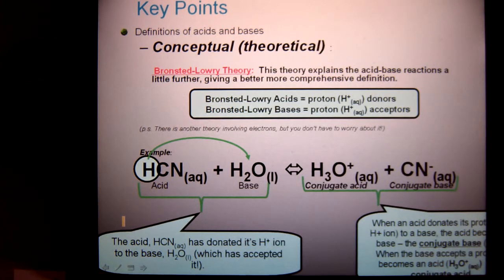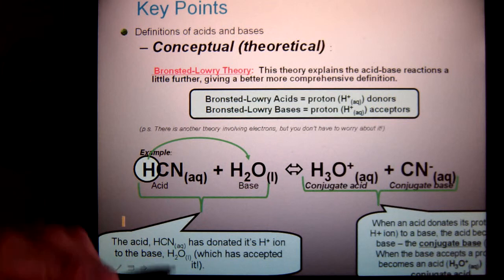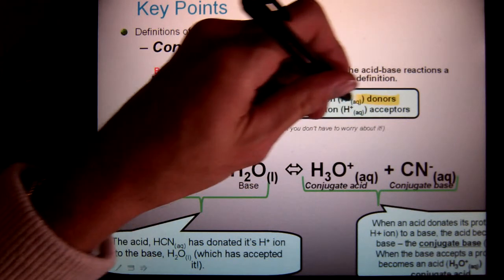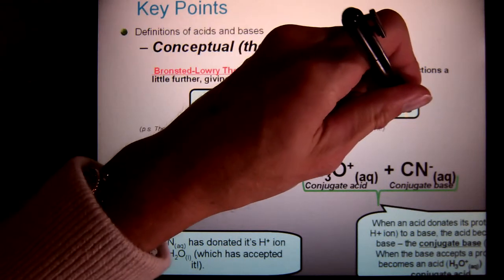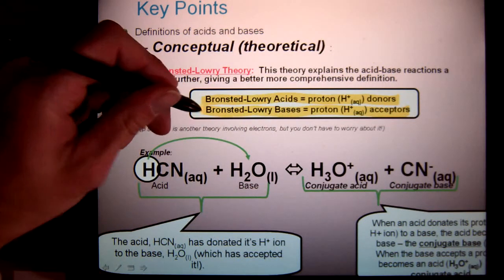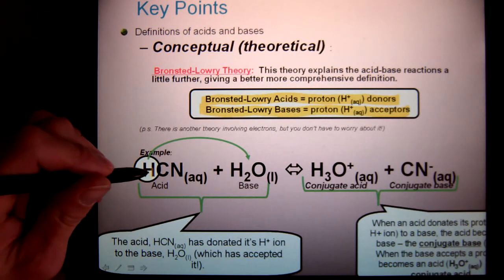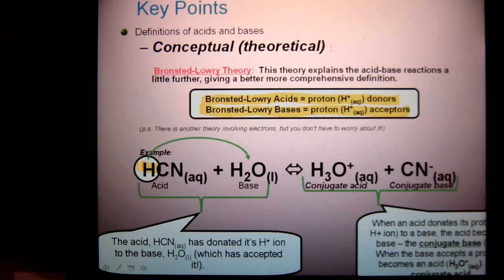Bronsted Lowry acids are proton donors, Bronsted Lowry bases are proton acceptors. Well, to be a proton donor, essentially, you just have to have H in you. Okay, so any acid that you're going to come across will have an H in it. There are others, but none of your concern.